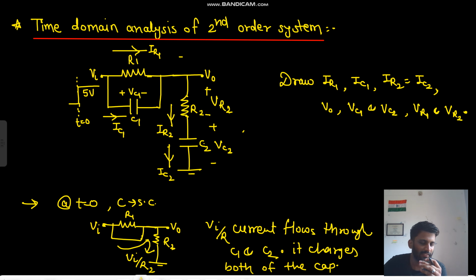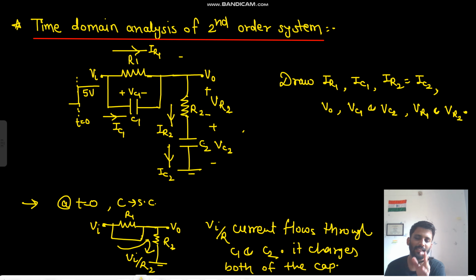Now if IR1 increases more than IR2, if IR1 is more and IR2 is less, this IC1 will flow in negative direction. Since IR1 is more, IR2 is less, this IC1 will flow in negative direction. That means your capacitor is getting discharged. So if the capacitor is getting discharged, that means your V0 is going up. IR2 is lesser than IR1, but still it is positive, right? Still it is positive. That means your VC2 is going up. Your V0 is going up, your VC2 is going up.